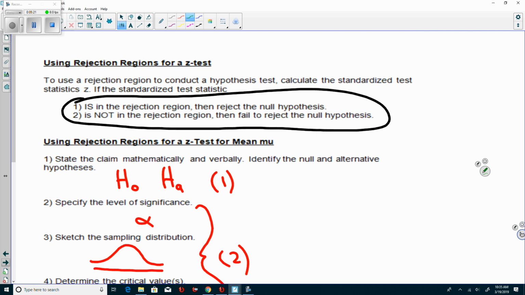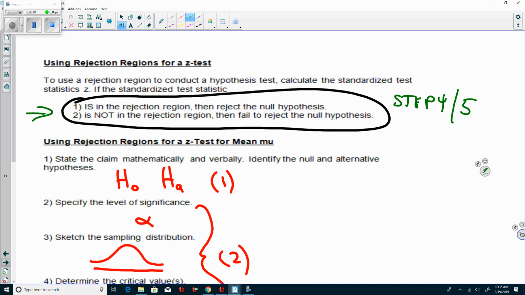So, using the rejection regions for a z-test: conduct the hypothesis test and calculate the standardized test statistic. Step 3: if the standardized test statistic is in the rejection region, then reject the null hypothesis. If it is not in the rejection region, then fail to reject the null hypothesis. Okay? This is all right here, your step 4.